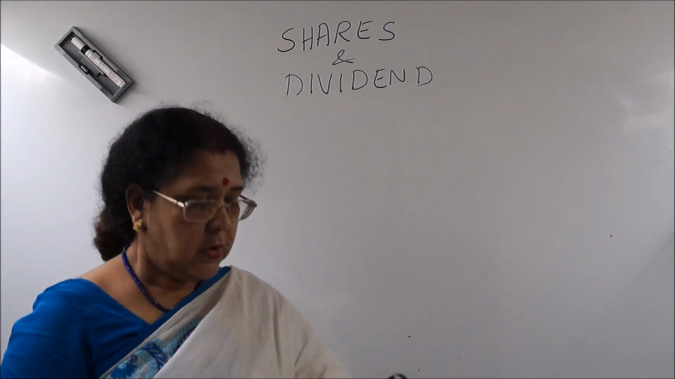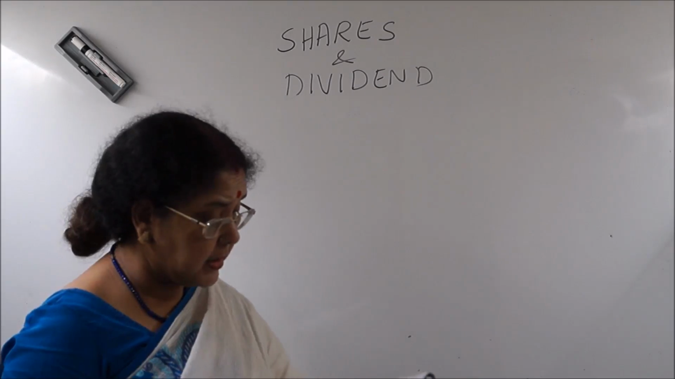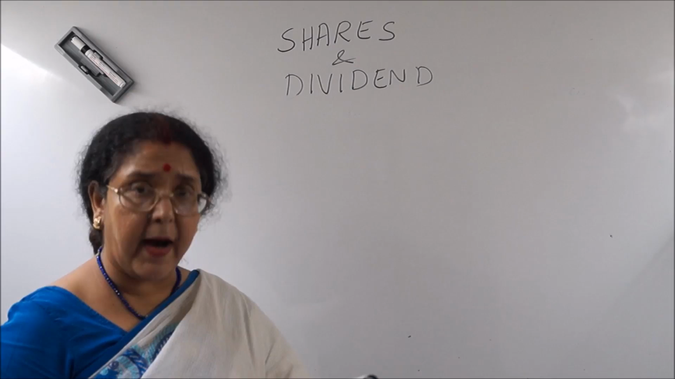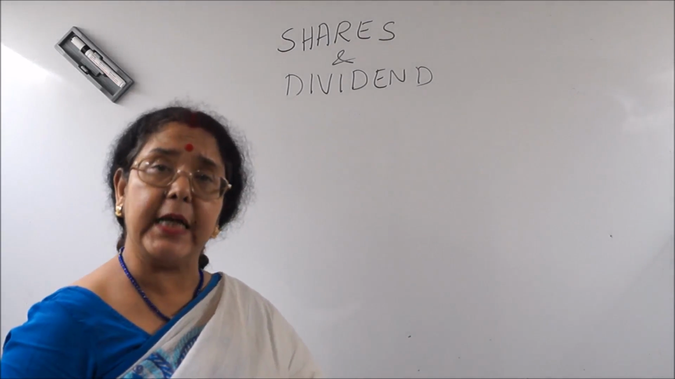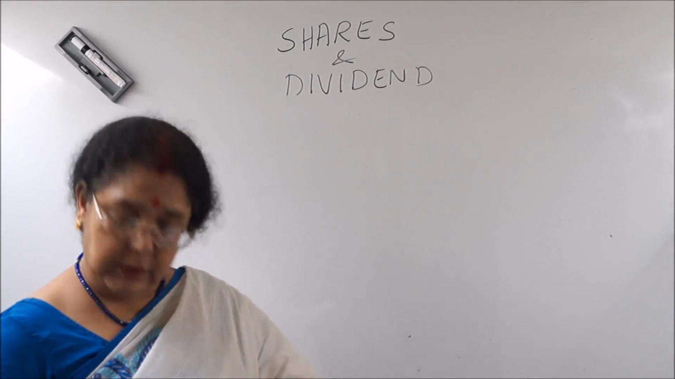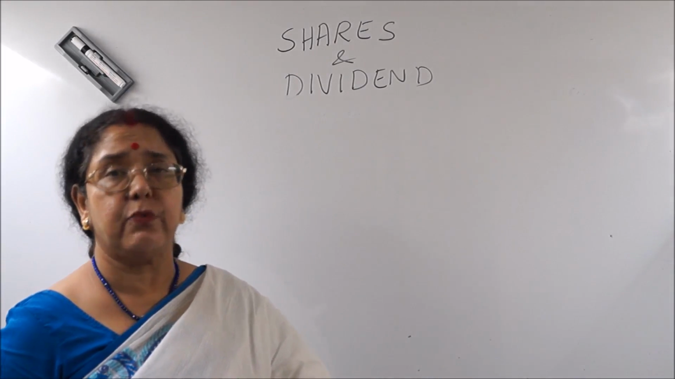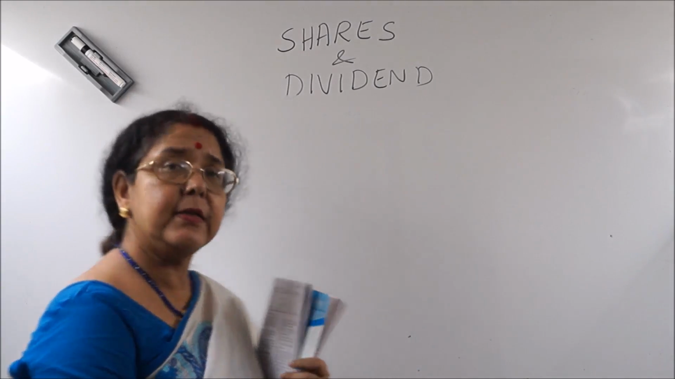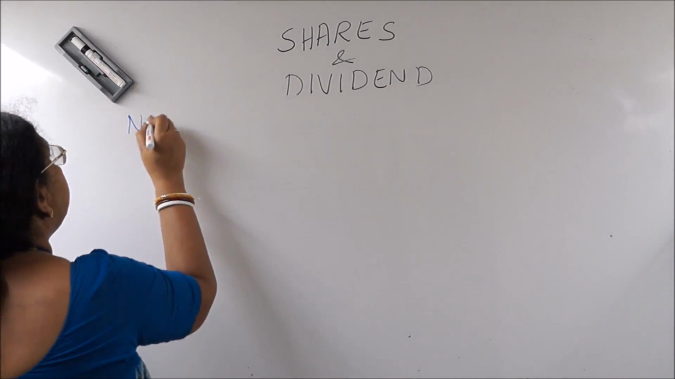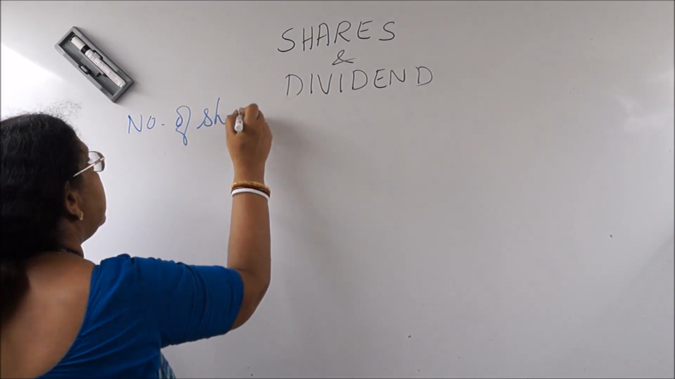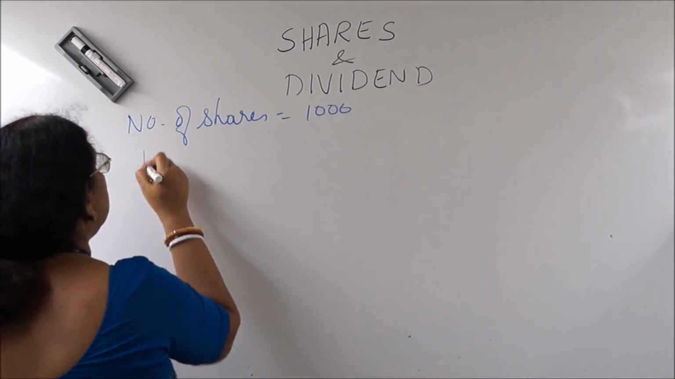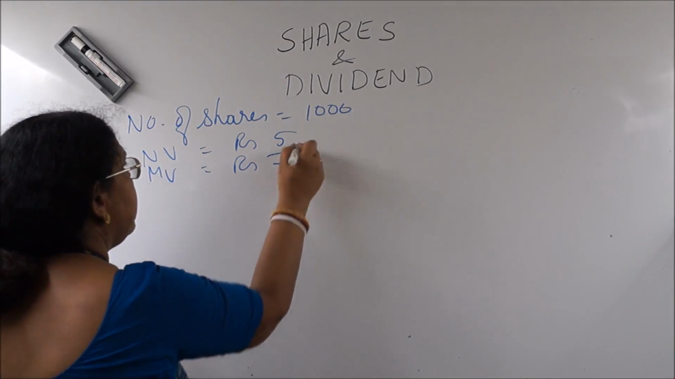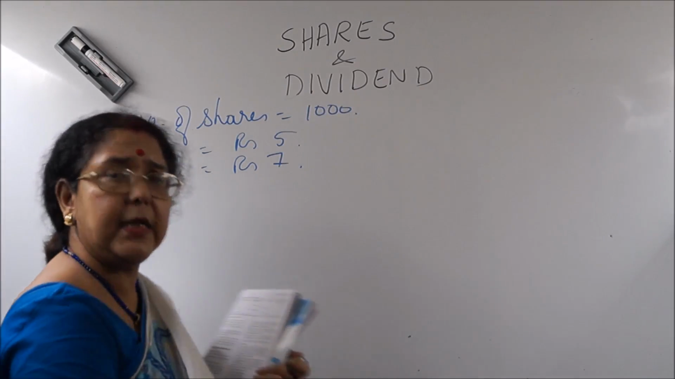Now let me do another question. Let me read the question first. A man bought 1000 shares, each of face value rupees 5 at rupees 7 per share. So that means the number of shares the man bought is 1000, the nominal value of the share is rupees 5 and the market value is rupees 7. This is the detail that we got in one particular sentence. So let us write down: number of shares is given to us as 1000, nominal value is rupees 5, market value is rupees 7. From one sentence, we got this data.